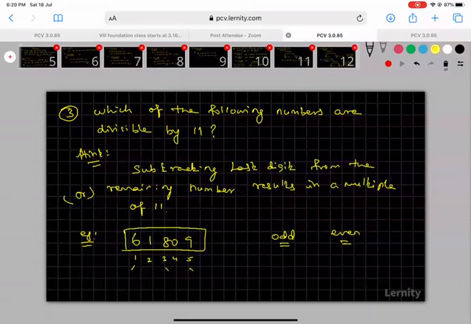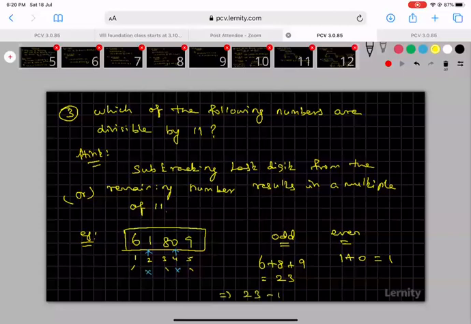Okay, so 1st is related to 6, 3rd related to 8, then 5th related to 9. Here even means 2nd and 4th. 2nd is related to 1 and 4th related to 0. So you are getting here 1 plus 0. So for the odd places, what is the total? 23. For the even places, what is the total? 1.